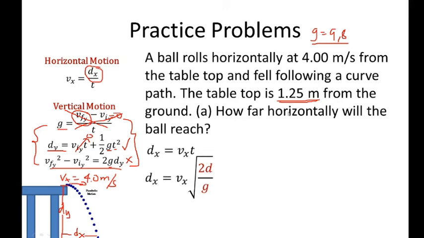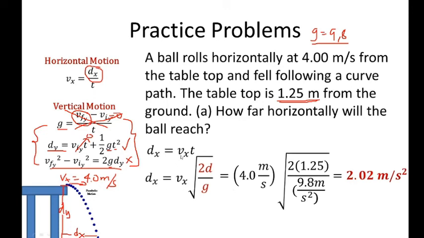So substituting values, we have the velocity in the x, which is 4 meters per second, times the square root of 2 times 1.25 divided by 9.8. So the answer is around 2.02 meters. No, that's not meters per second squared, but meters only. So again, that is meters only.